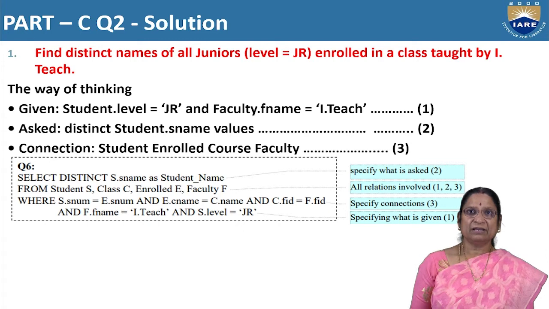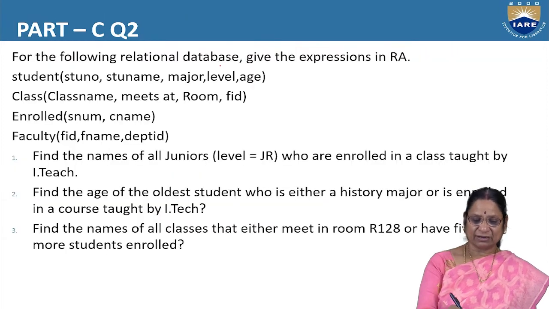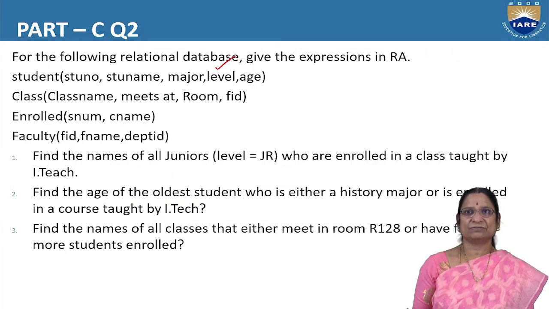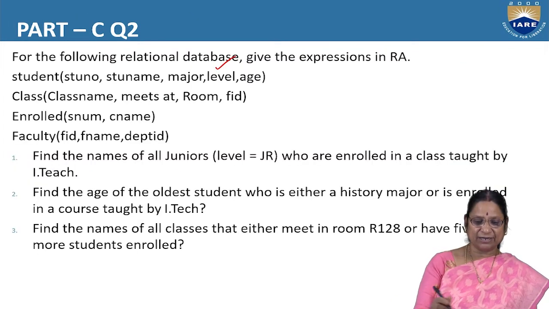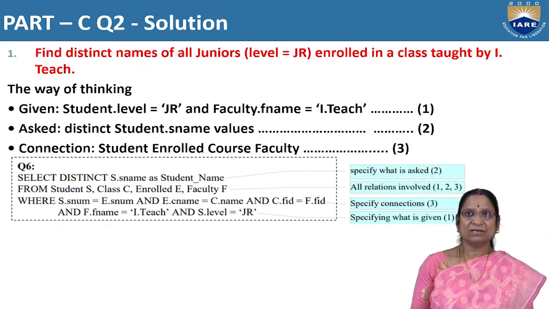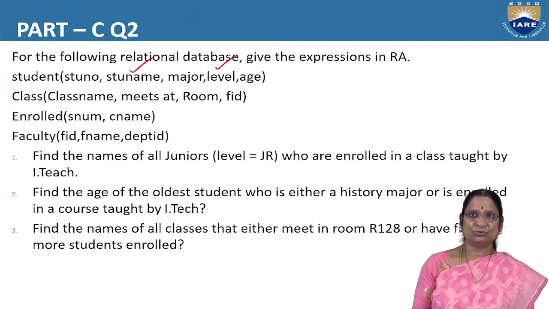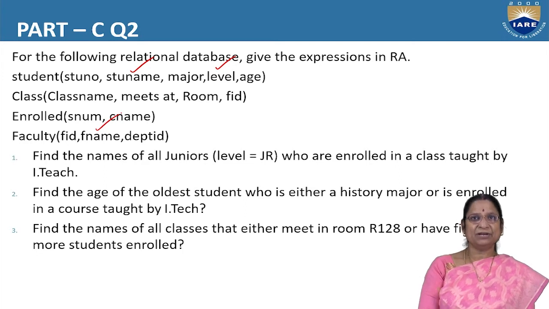So what do we need? Student level is JR. Level is existing in our relation. Where is the relation? Level is in the student relation. And they asked that distinct student names must be displayed by us. So student names are available here in the student relation only. But what is the condition? Another condition: taught by Ivy Teach. So the faculty name is available here. So student and faculty are mandatory.